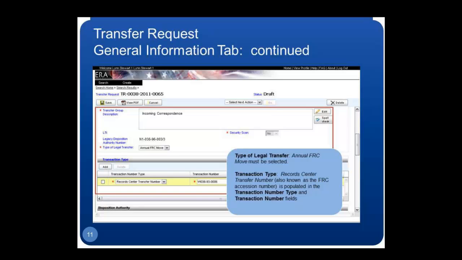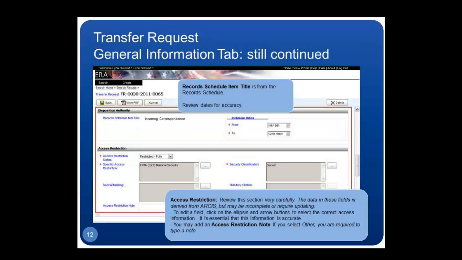Again, don't mess around with that number, because if you change so much as the dash in it, it's no longer going to match. Moving further down the tab, the record schedule item title. This is literally the title of that item, of that disposition authority item from the original Standard Form 115 or the Born in ERA record schedule.